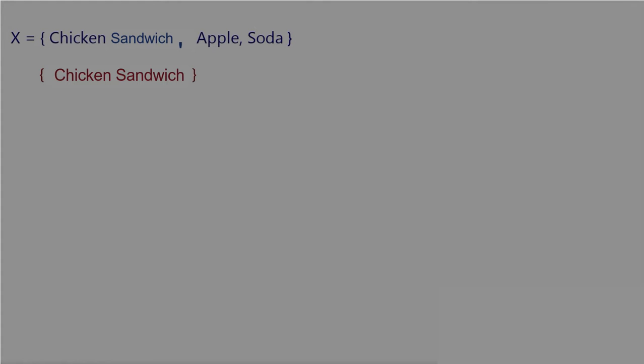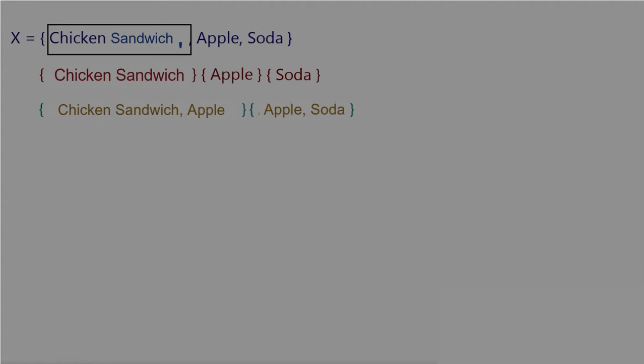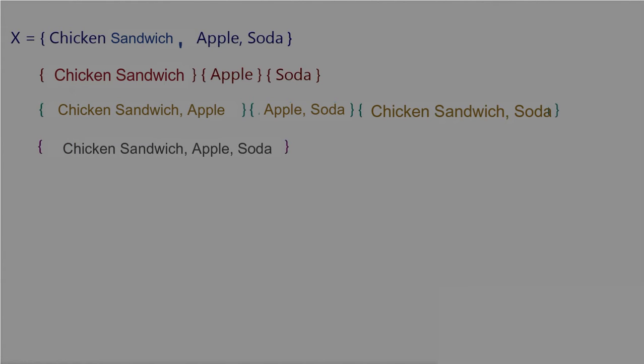He could choose just the apple. Or he could choose that he only wants to have the soda. He could choose to have both the chicken sandwich and the apple. He could choose the apple and the soda. And he could choose the chicken sandwich and the soda. He could also choose to have everything. What if he's not so hungry? He could choose to have nothing and bring his lunch home. We represent that using an empty pair of brackets.